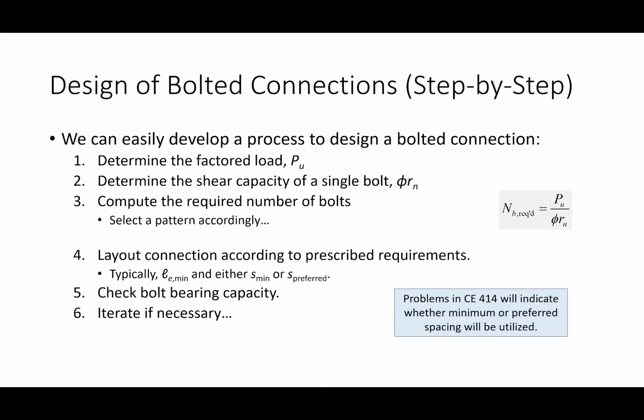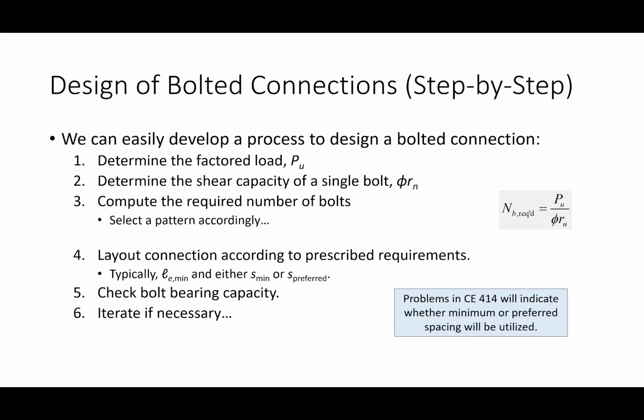I think you all could probably conceive of a design procedure in your heads without too much difficulty. I'm going to keep it real simple. If I have a connection that needs to support 200 kips and each bolt can support 20 kips in shear, how many bolts do you need? Just take the load divided by the capacity per bolt to get the number of bolts. That's pretty much all there is to it. So we get our factored load, and the way that we design a bearing type connection is we determine the shear capacity of a single bolt, and then we divide to get the number of bolts.